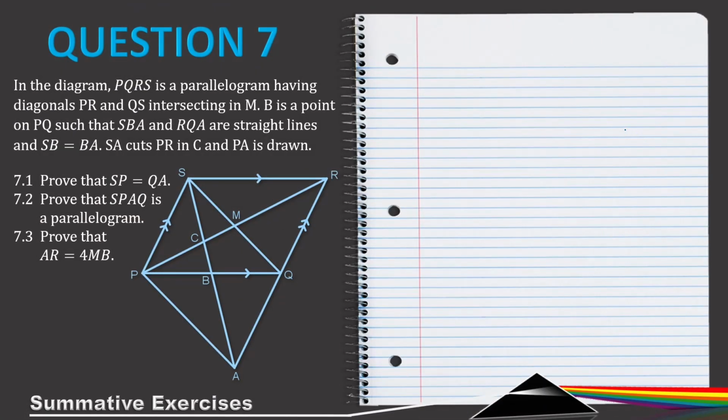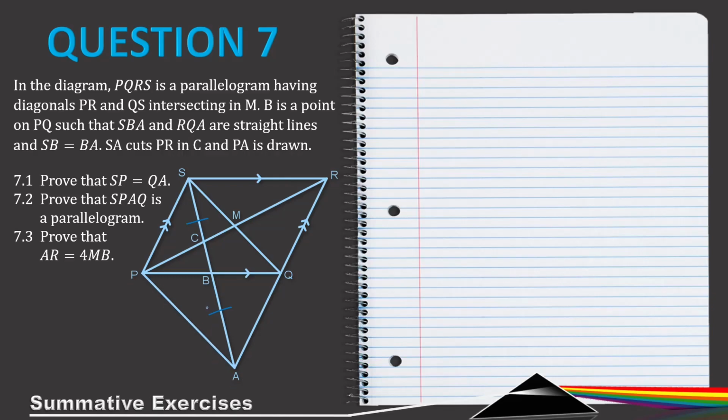Okay, so now for question 7. In the diagram, PQRS is a parallelogram having diagonals PR and QS intersecting at M. B is a point on PQ, such that SBA and RQA are straight lines, and SB is BA. So let's just indicate that SB is BA, so these two lines are equal. SA cuts PR at C, and PA is drawn, so PA is just connecting those.